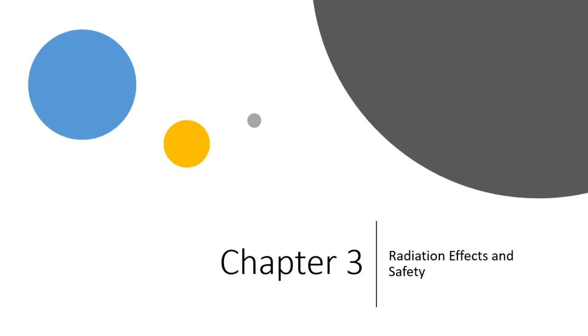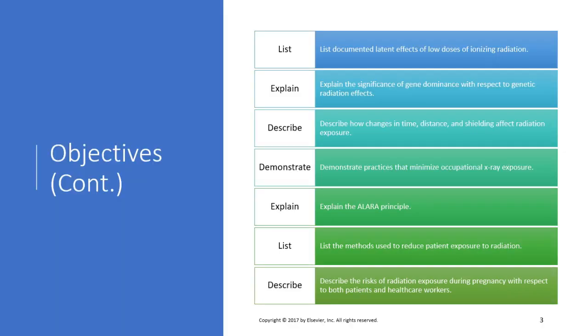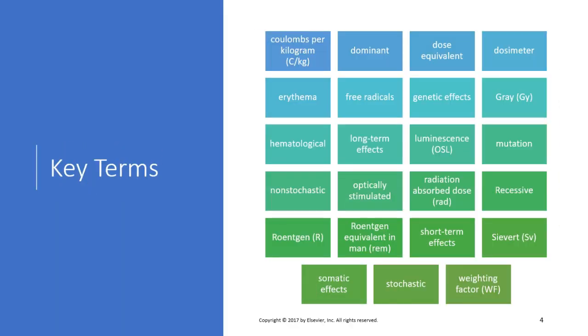Okay, here's your chapter on radiation effects and safety. So you have a bunch of objectives. It's really important that you're able to describe and list and explain the different items within this chapter. So lots of them, lots of key terms. You need to be able to define these key terms.